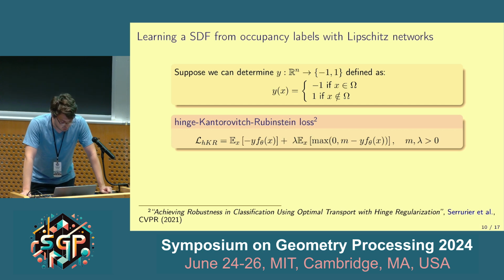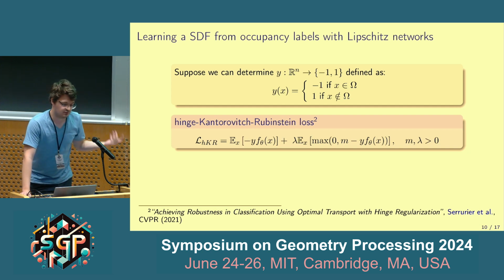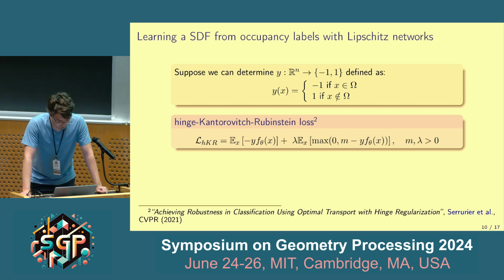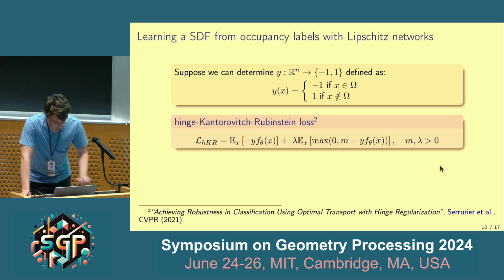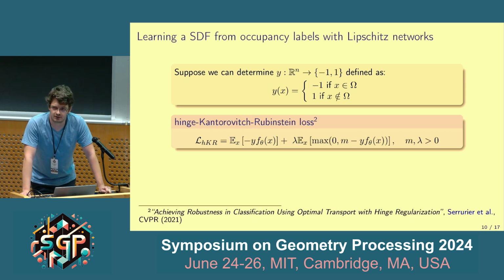If you are familiar with optimal transport, you may have recognized in this term the dual formulation of the Wasserstein distance, which is expressed as the maximum over all possible one Lipschitz functions f of f(inside) minus f(outside). This is basically what's going on here, and this is a nice connection. But this term alone is not enough, so what was proposed in the work of Serrurier and colleagues is to add another term, which is a hinge loss, which in practice simply penalizes points which are misclassified by the network.